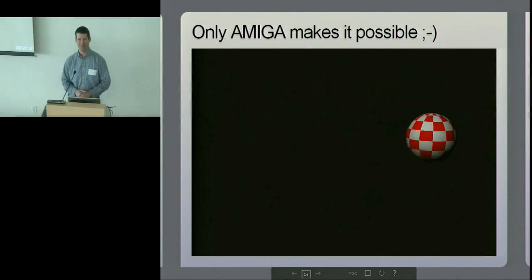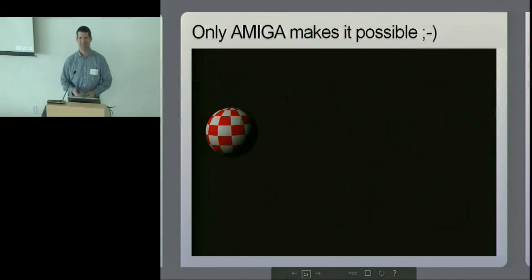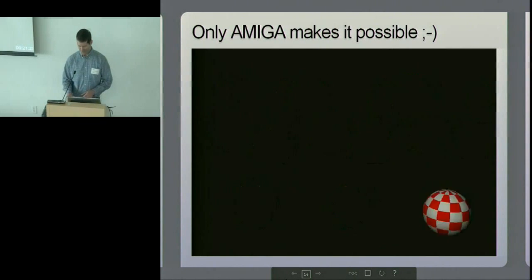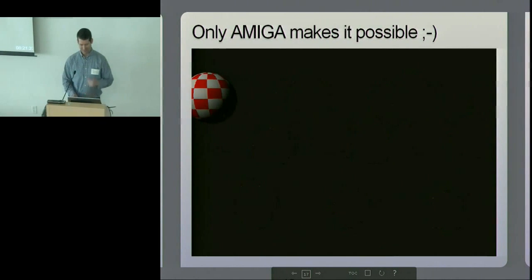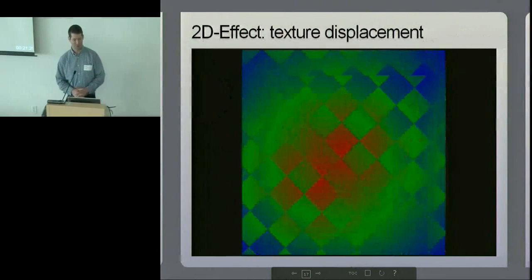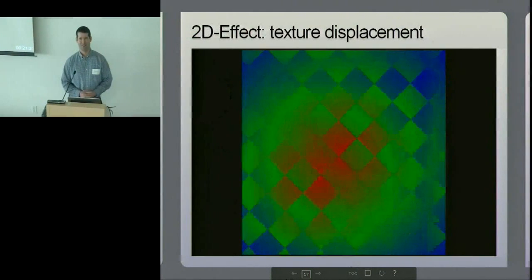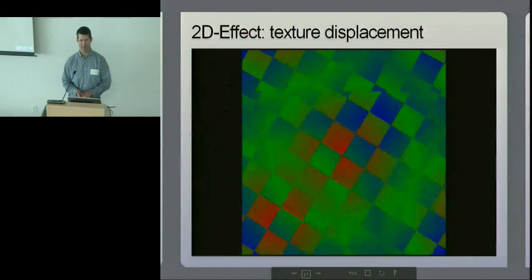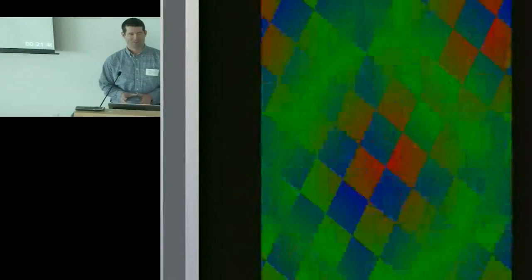For example, I have a bouncing Amiga ball. This is controlled by a Mel expression. And you can make some 2D effects by texture displacement. So one texture controls the displacement of another texture. Actually, the offset of the UV coordinates is controlled by another texture.